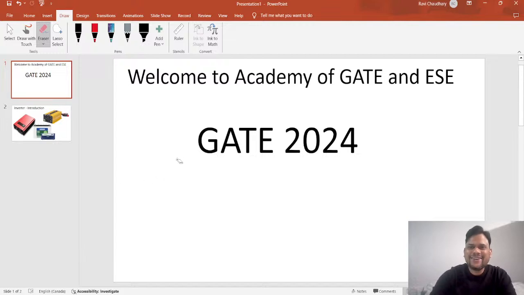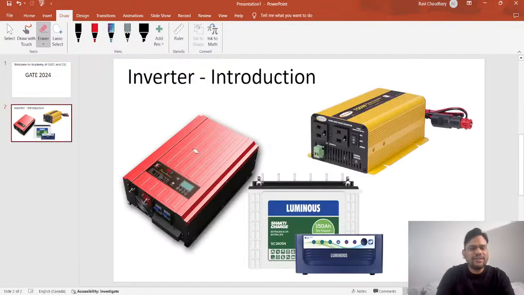So now for GATE 24 we are going to start. So our topic is inverter. You know very well how we can define an inverter, and this topic is really very important for the GATE aspirant, especially for electrical engineers. Otherwise we can say for ESE electronics as well, but in GATE only for electrical engineers.